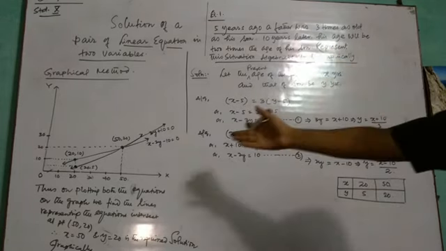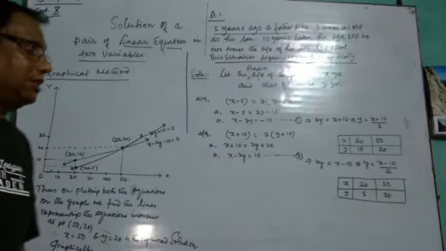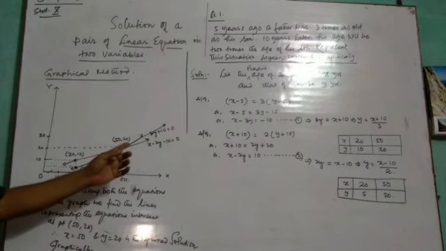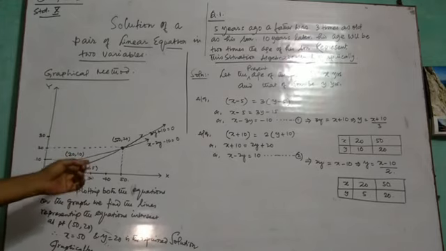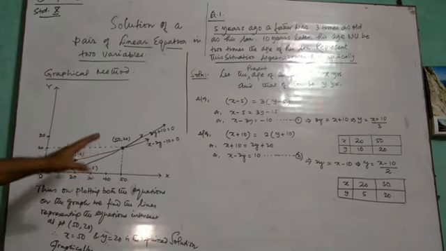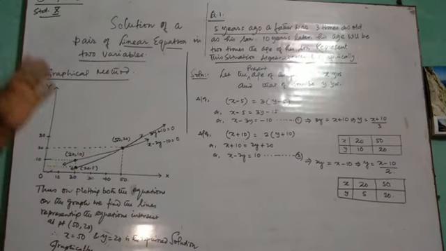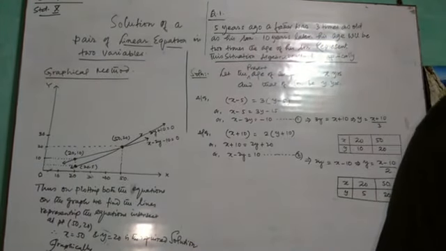In this question we find that the lines representing these two equations intersect at a point whose coordinates are 50, 20. Hence, the age of the father is 50 years and the age of the son is 20 years. I hope you have understood the case of a unique solution in this way. Now I will go for the second question.